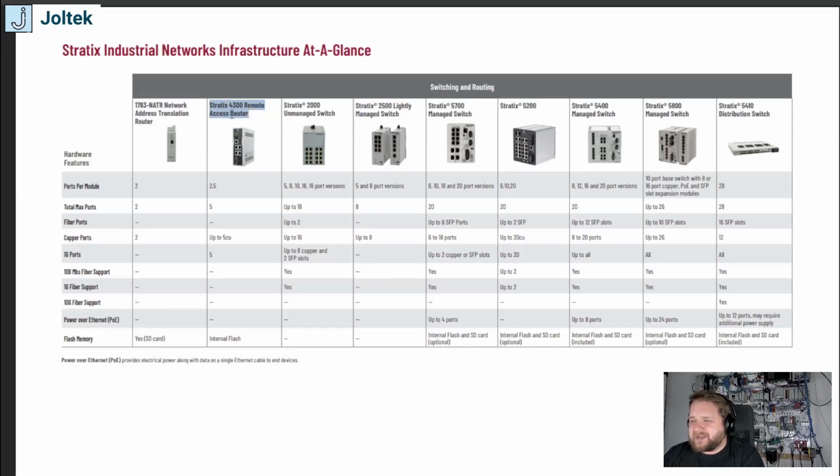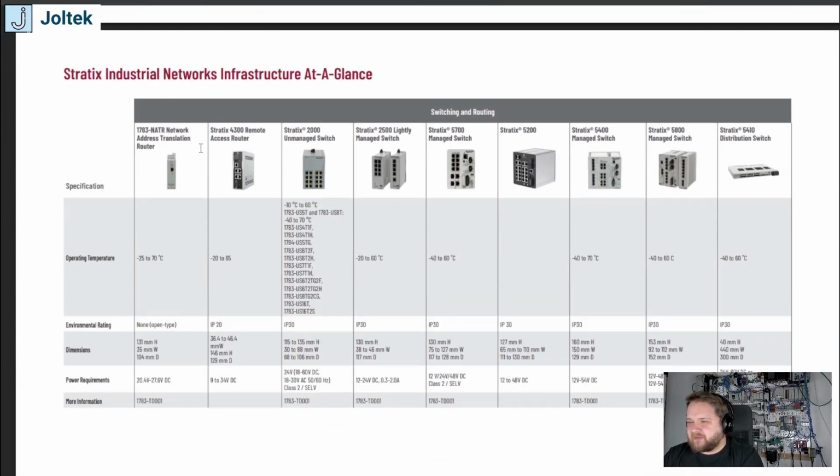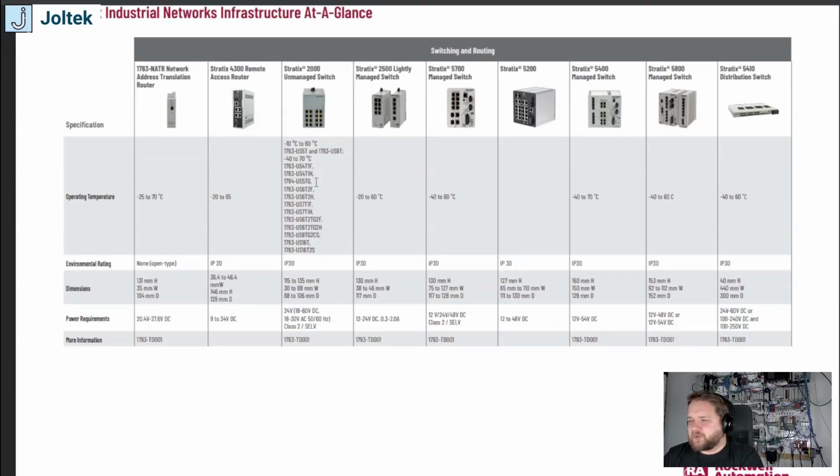That being said, there's going to be the Stratix 4300 series, the unmanaged 2000 series, lightly managed 2500 series. Again, we can get into a debate or a conversation about what that truly means. There's going to be the Stratix 5700 series. That is the switch that I had shown you that was in my hand in front of the whiteboard. We have the Stratix 5200 series, the 5400 series, 5800 series, and more of a rack-mounted switch, 5410. We're going to have a lot of different variations. So again, if we keep scrolling down, you'll see a lot of them repeated, but you also have the different part numbers for the switches listed.